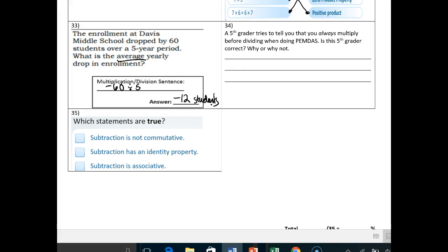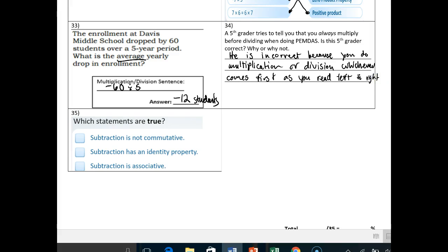34, 5th grader tries to tell you, you always multiply before dividing when doing PEMDAS. Is this 5th grader correct? Or why or why not? He is incorrect because you do multiplication or division, whichever comes first, as you read left to right.